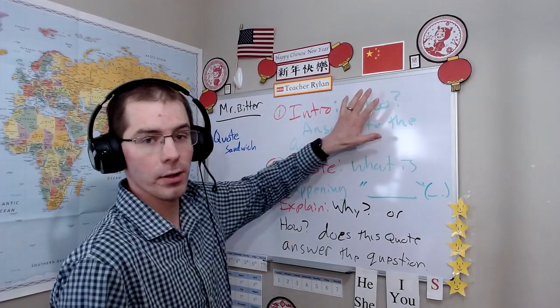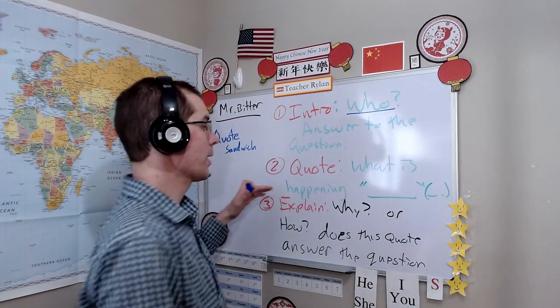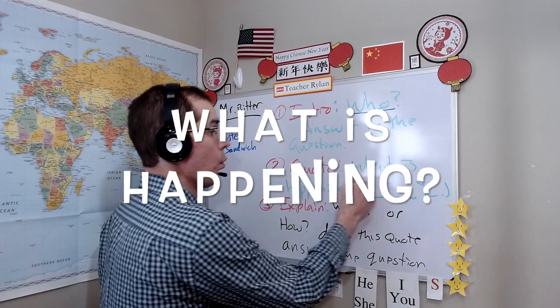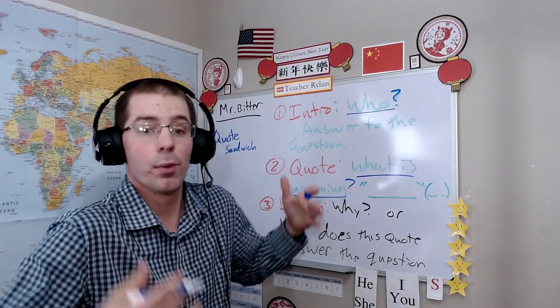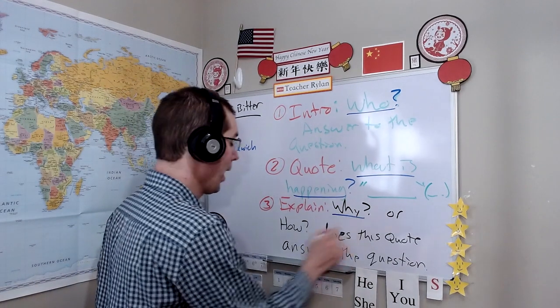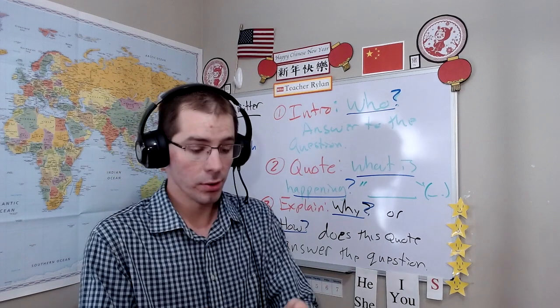So again, we're going to introduce it, ask who. Then we're going to give our quote, answering the question, what is happening? And lastly, we're going to explain why or how. Okay. So those are the things that we are going to do to put together our quote sandwich.